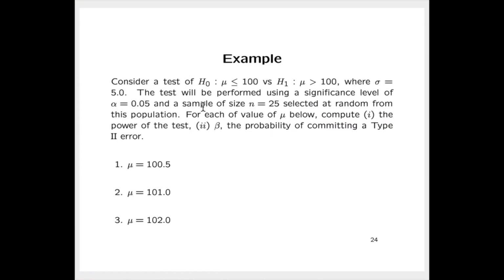So let's again consider this right-tailed test, where the null hypothesis says that mu is less than or equal to 100, against the alternative which says that mu is greater than 100. And again, we'll assume that sigma, the population standard deviation, is 5 units. The test will be performed using a significance level of alpha equal to 0.05, and a sample size of 25 observations selected at random from this population. For each value of the population mean mu below, compute the power of the test, and compute beta, the probability of committing a type 2 error. So we're going to compute both power and beta for each of the values of mu here.